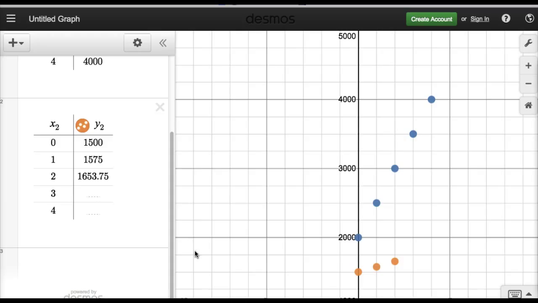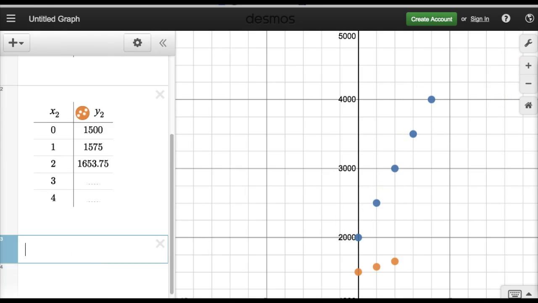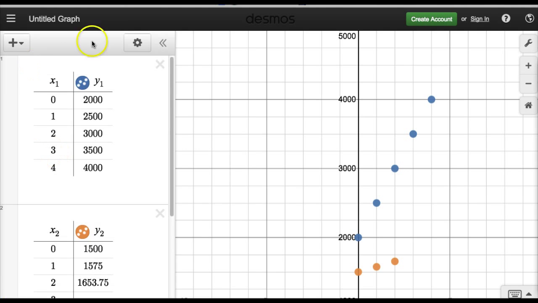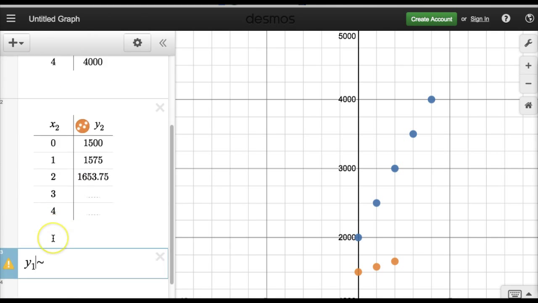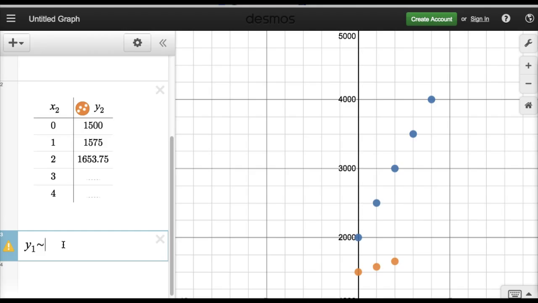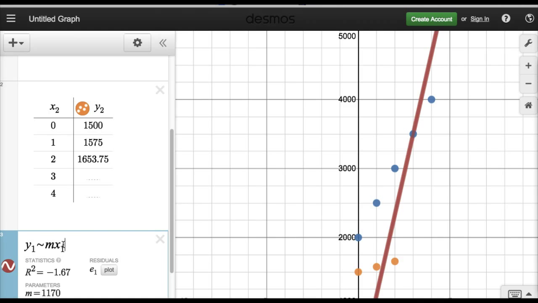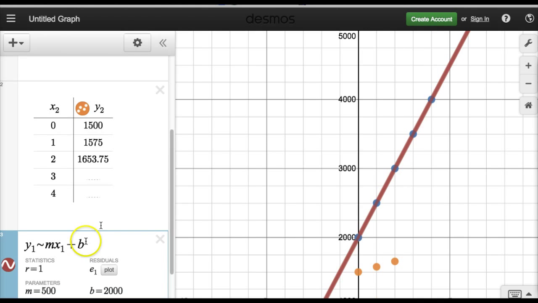Okay? We're going to go ahead and ask the calculator, you know what? This one looks like a straight line. So can you tell me what the equation is? So I'm going to use y, and then the squiggly line. Oops, I'm supposed to use y sub 1 because if you look, the blue ones are x1, y1s, and then the orange ones are x sub 2 and y sub 2. So I'm going to ask it. I think y is equal to mx sub 1 plus b. Can you tell me what the equation is?